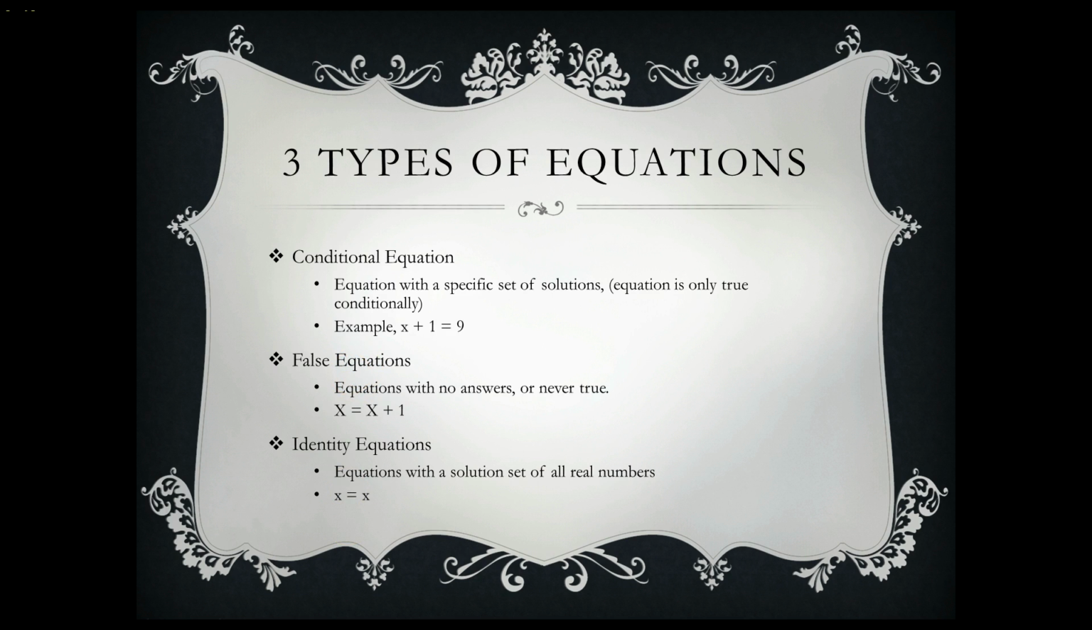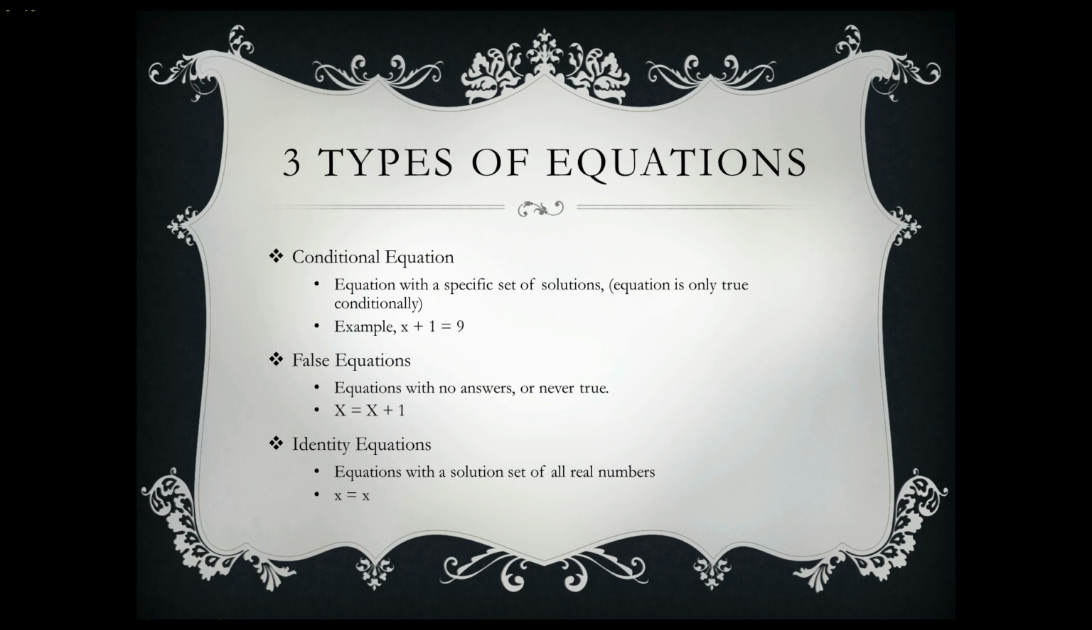So there are 3 types of equations you should know. A conditional equation is an equation with a specific set of solutions. So an equation is only true conditionally. For example, x plus 1 equals 9. In this case, there's only one solution, which is 8. It's only true when x equals 8. If x is equal to any other number, the equation is not true.